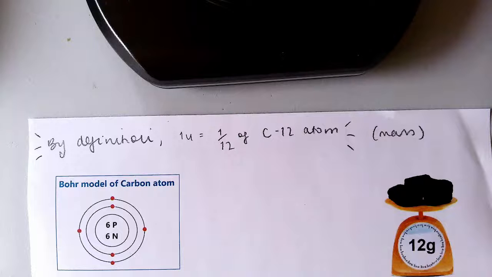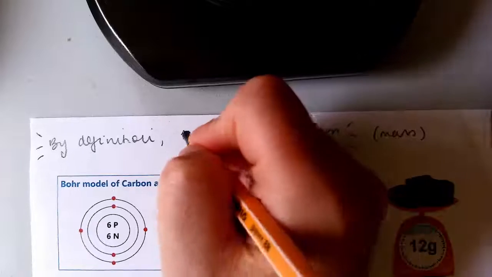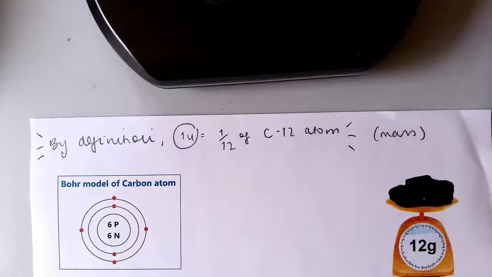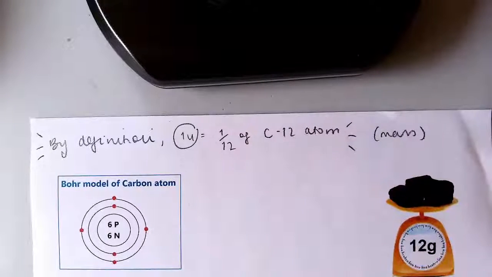So at this point, you will have seen my slide that tells you that you must remember that by definition, 1 u, the atomic mass unit, is a mass, and it's equivalent to 1/12 of the mass of a carbon-12 atom. That is a definition that we have.